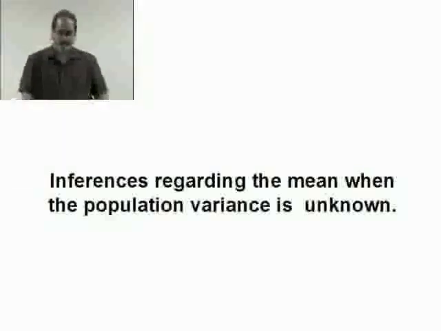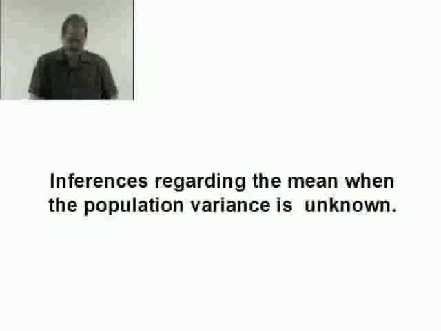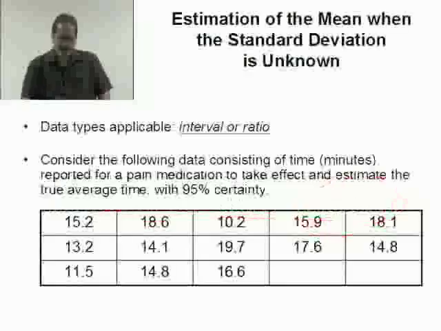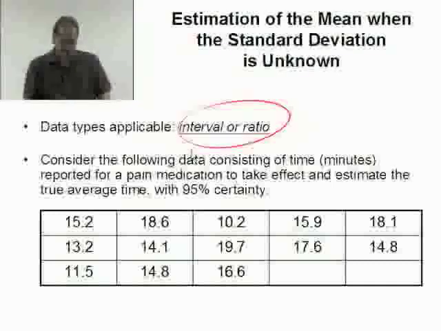Let's now take a look at a scenario where we want to do a confidence interval for the mean. However, the population variance is actually unknown, which is really a more realistic scenario. It's very rare that we'd actually know sigma to begin with. Just like in the previous example, the data types applicable are interval or ratio. And this scenario is the exact same scenario and the same data that we just worked with.